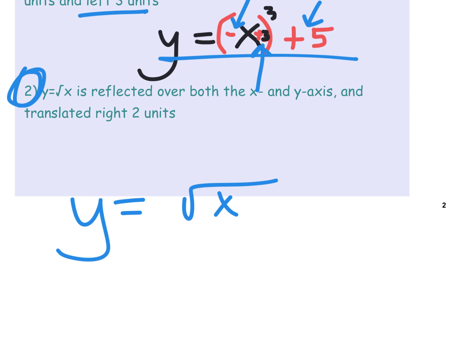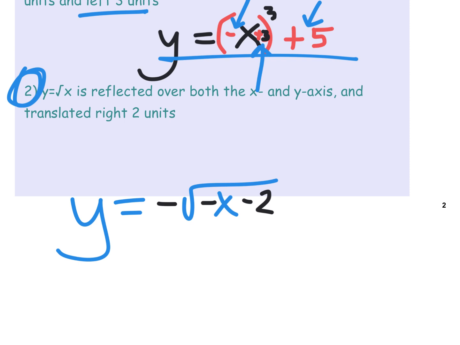Horizontal and vertical makes it easy because you don't have to even think about which one's which. Just need one of each. And then right 2. Okay, right 2. Seems like it should be plus 2. It's actually minus 2. All right, that makes sense?